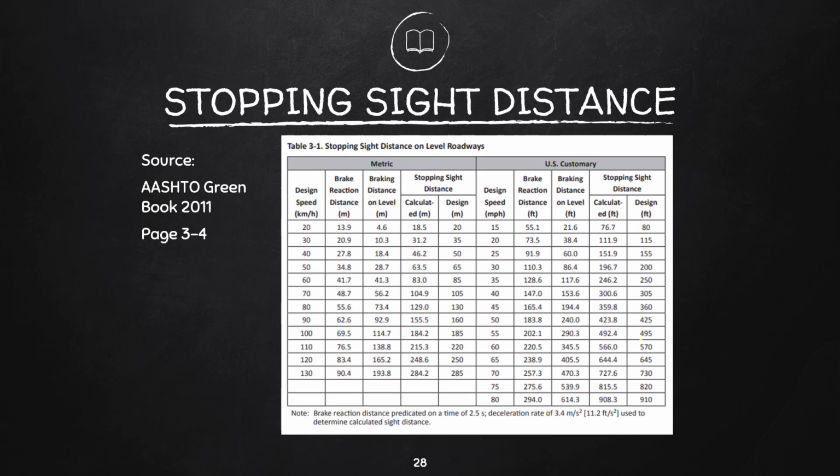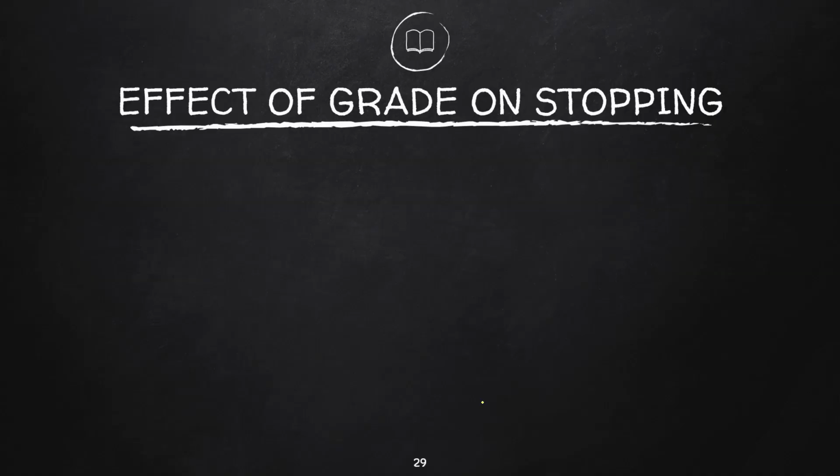Okay, that is written in this portion. The deceleration rate of 3.4 meters per second squared is considered to determine these design values for the stopping sight distance. And of course, again, I am reiterating this one, the brake reaction distance is predicated on a time of 2.5 seconds. So if it's not given, you should use those values.